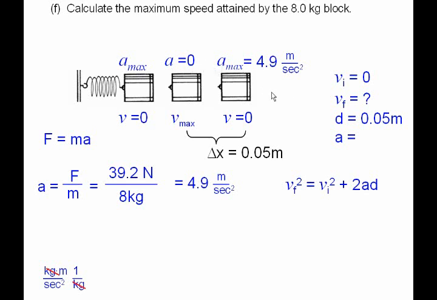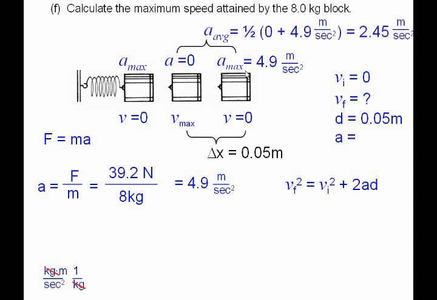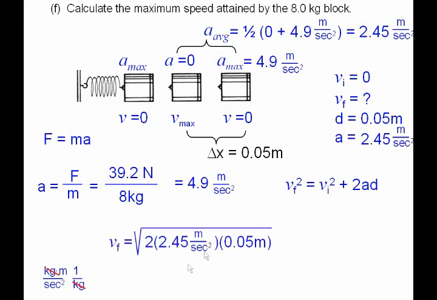So the trick we're going to use is find the average acceleration over this time. So the average is something you add the two numbers up and divide by 2. So half of 4.9 is 2.45, and I can use that acceleration in the formula. Then when I rearrange this for V final, I'm just square rooting both sides and plugging those numbers in. We end up with the same 0.49 meters per second.